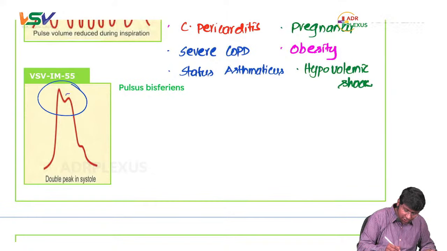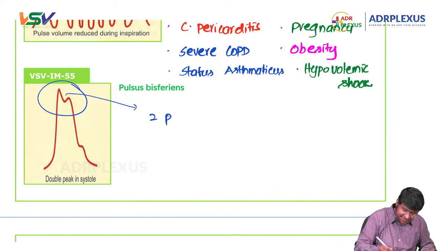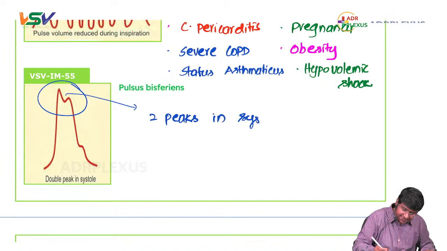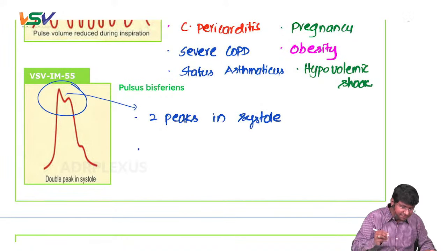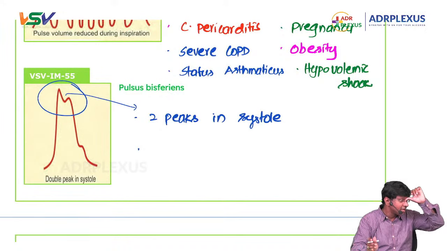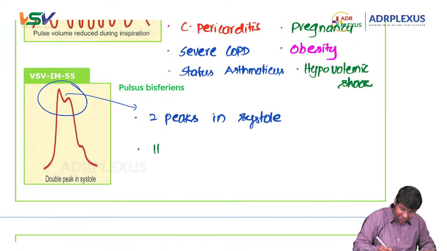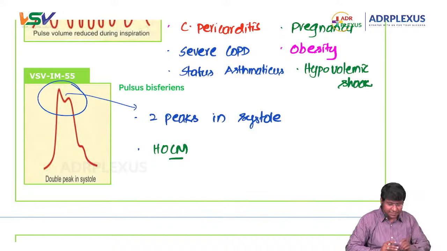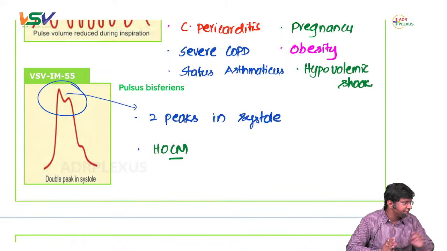Pulsus bisferiens is what? You will have two peaks in systole, right? Tell me which conditions you will have this pulsus bisferiens. Very good. So you will have this in patients with HOCM. Hypertrophic obstructive cardiomyopathy is the scenario where you will have two peaks in systole.